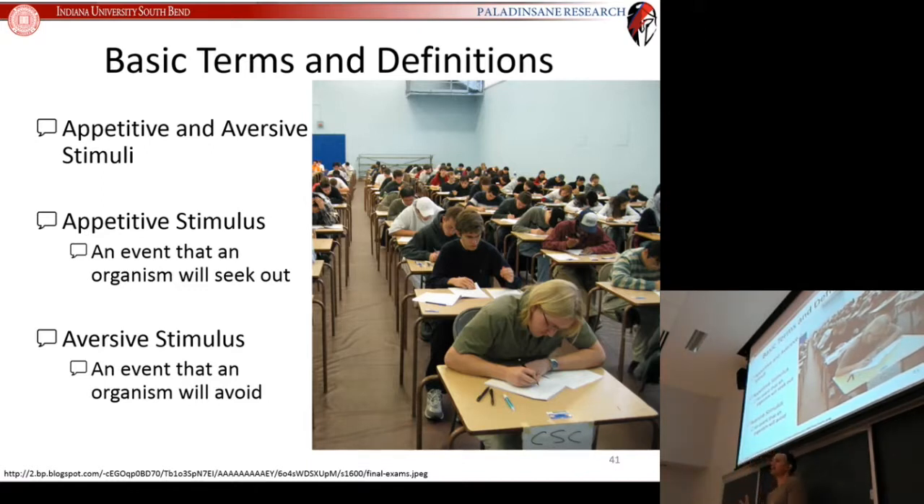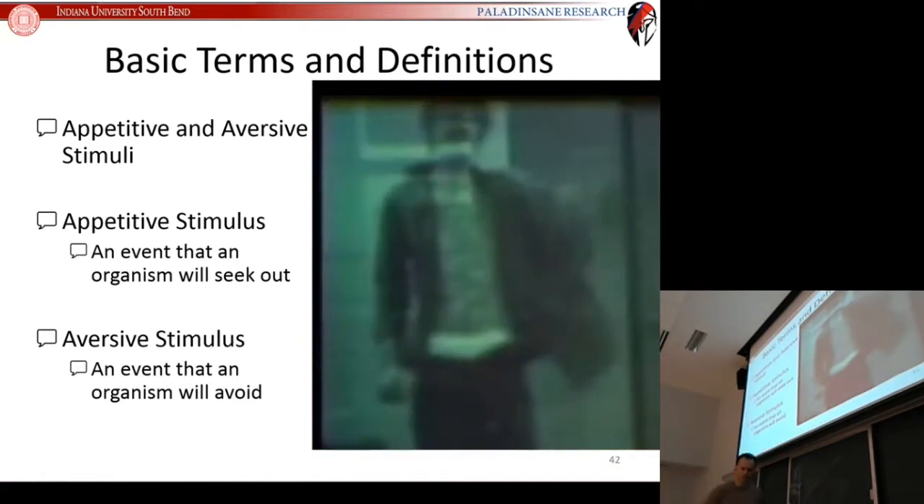They love exams. It's an appetitive stimulus for them. So for some, aversive stimulus, try to avoid. For others, appetitive stimulus, try to get close to it. And this is going to be very important when we try to make sense of different types of behavior, because remember that it's appetitive or aversive depending upon whether you approach it, try to get near it, or whether you try to avoid it.